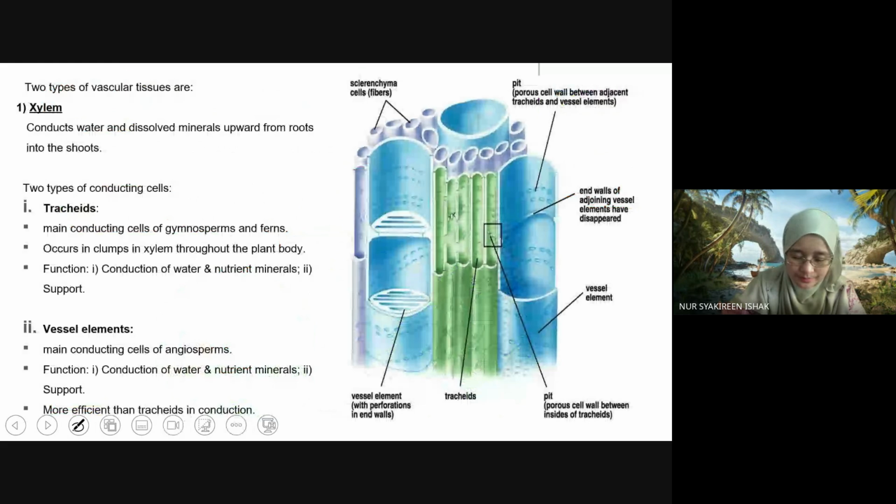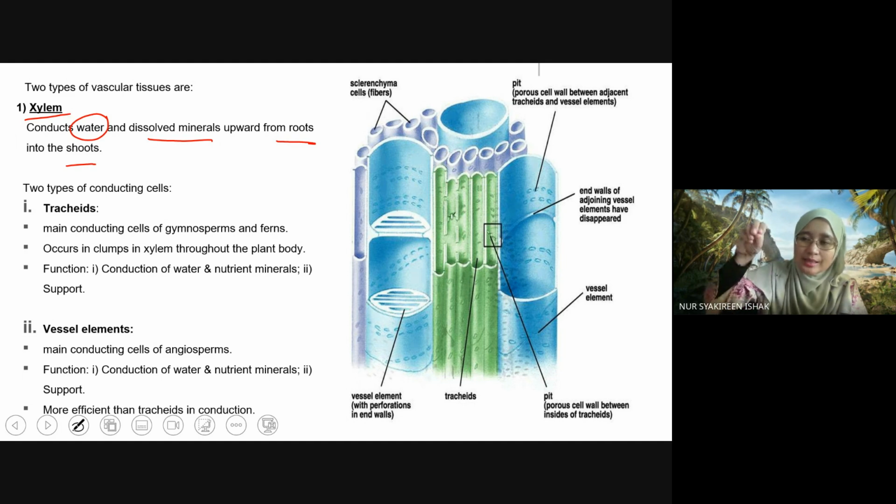Okay, continuous. So two types of vascular tissue. We have the xylem. So xylem is to transport water, conduct water and dissolved minerals upwards from roots to shoots. From the root, it absorbs water and minerals. So the water absorbed from the roots travels along the xylem until it reaches the shoots where photosynthesis occurs, because the leaf contains chloroplast, that contains chlorophyll for the process of photosynthesis.